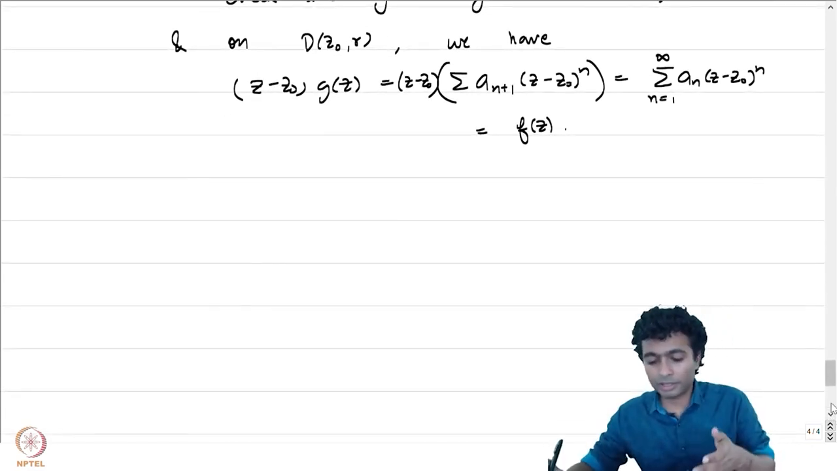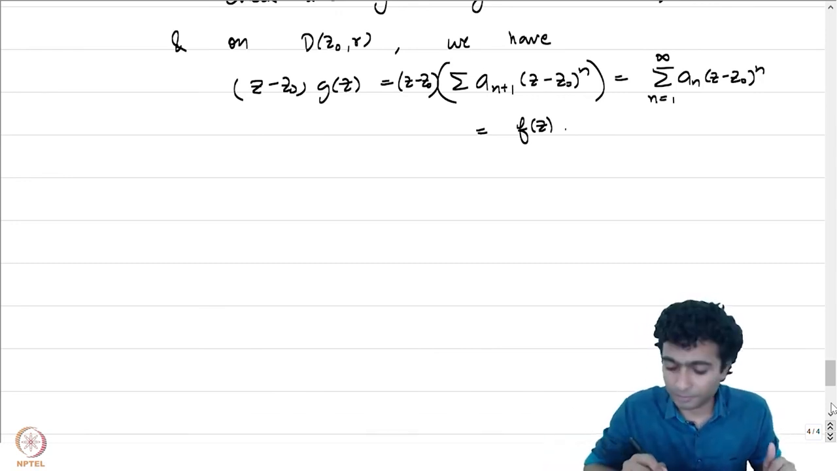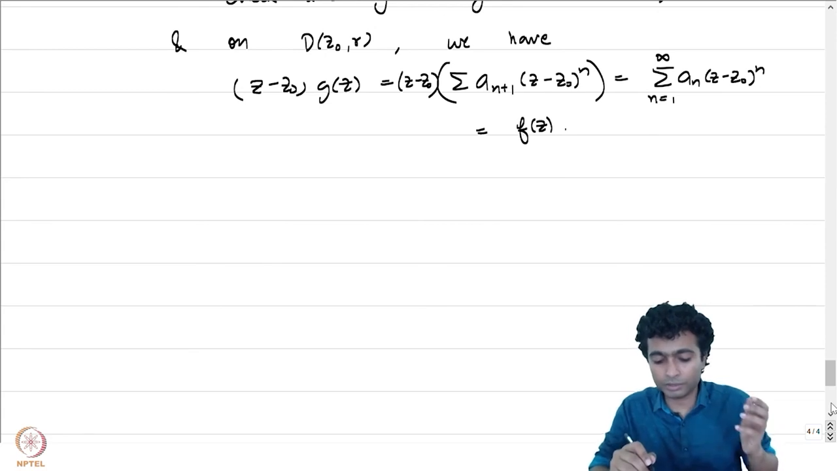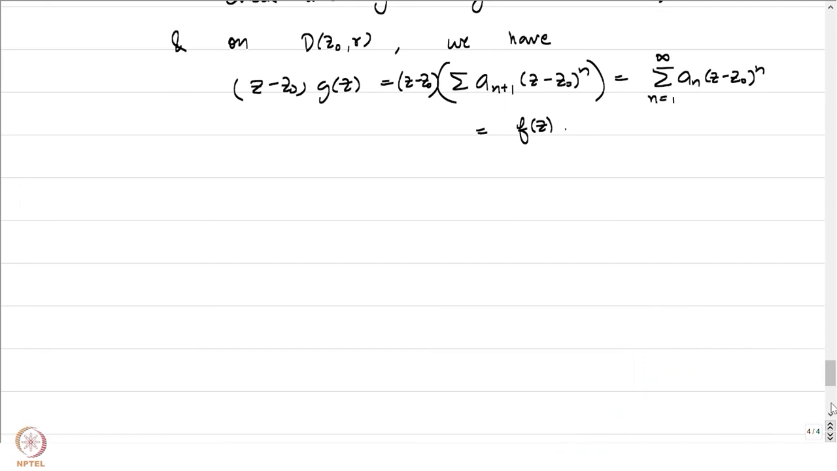This is in particular satisfied at the point z0 as well, because f of z0 is equal to 0 and the left hand side is equal to 0 as well. So, what do we have? Hence, on D(z0, r) we have f of z is equal to (z minus z0) times g of z.